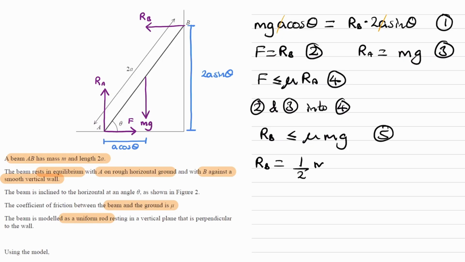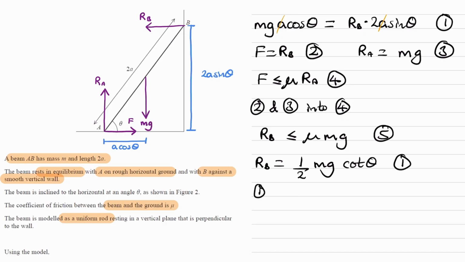Now we'll deal with the trig functions. So we have cos theta over here, sine theta here. Bring the sine to the left. Cos divided by sine is cot. So it'll be a half mg cot theta. So this is still equation 1.